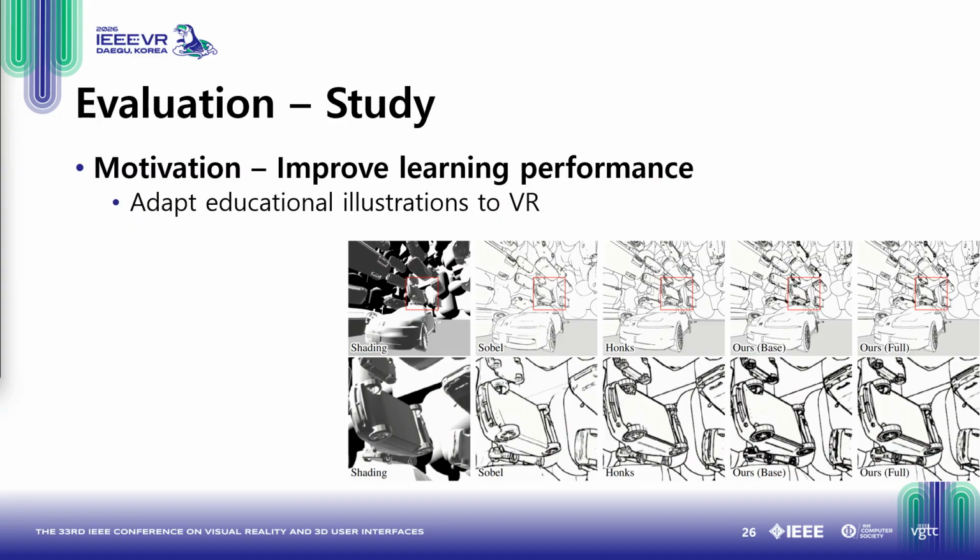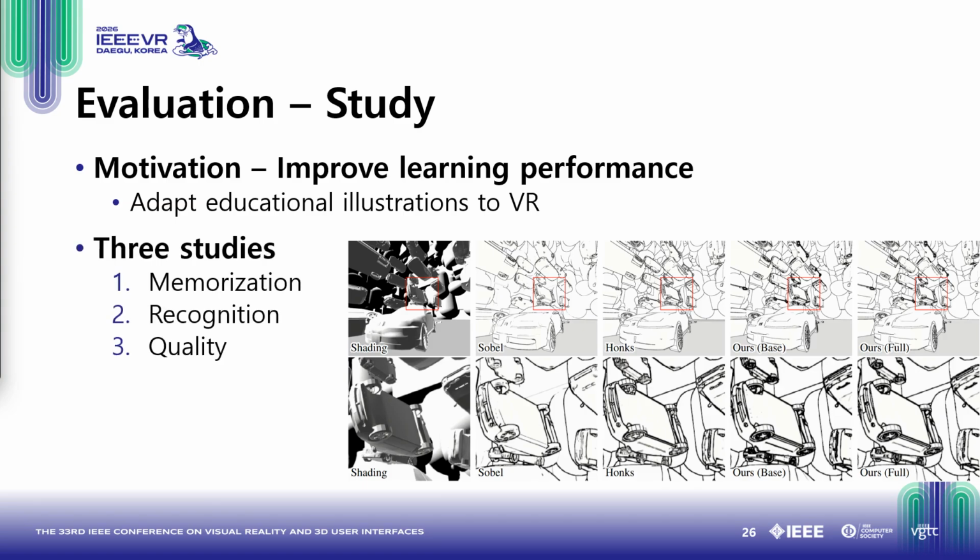Second, we revisit our original motivation. We compare memorization and recognition of meshes between methods, as improvements in those aspects is evidence for educational value. We also ask study participants to rate the quality of the methods. And we compare the same 4 line art methods as before, and add standard GGX shading as a 5th method.